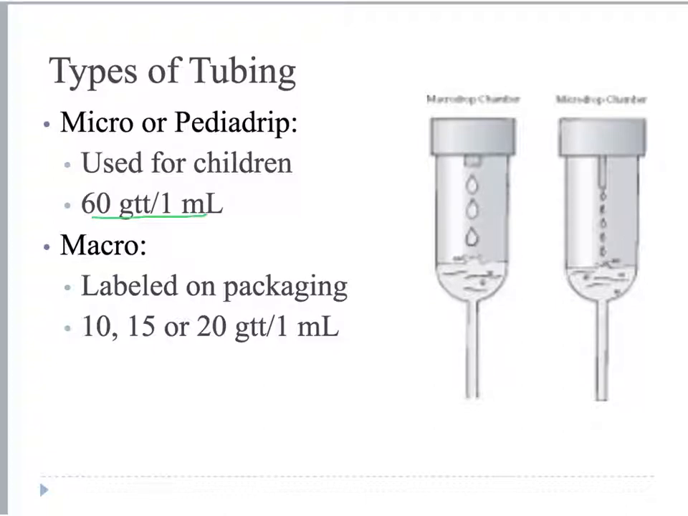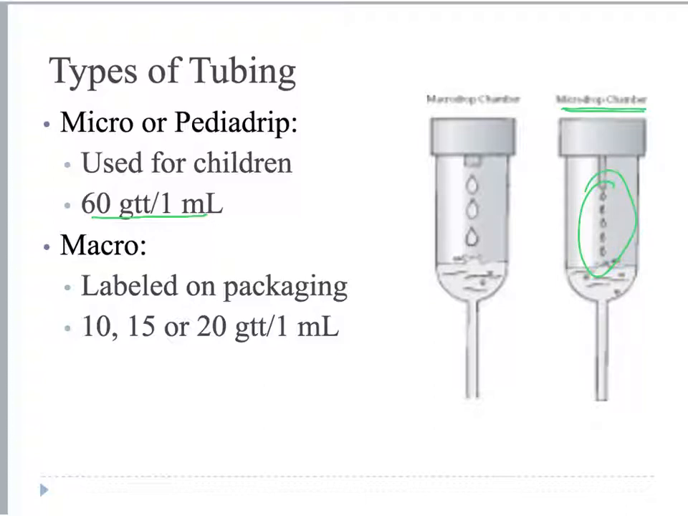So when we look at our tubing, the size of the tubing determines our drop factor. So if I'm looking at this microdrop tubing, 60 drops are contained in 1 milliliter of volume. So if I look at the right-hand side here, I know this is a little bit blurry, but it says microdrip chamber. So if we look at those drops in that chamber, those drops are pretty small.